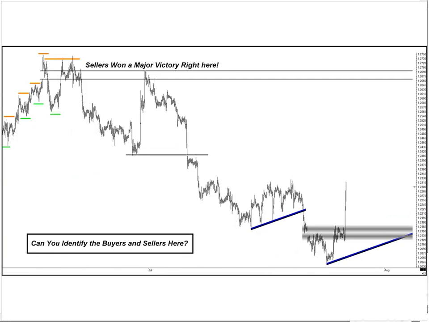Let's see what we get. Now remember, here's the big picture. All I did was zoom out for you. This is way too much data, but I want you to remember that sellers won a major victory right here.